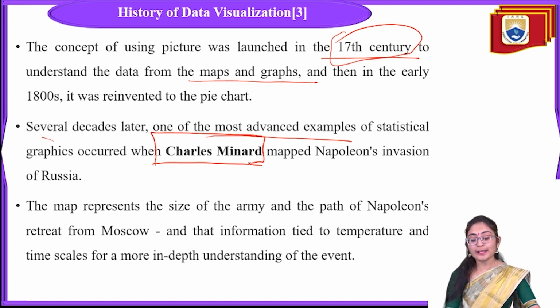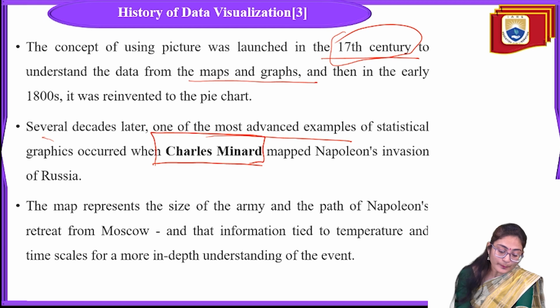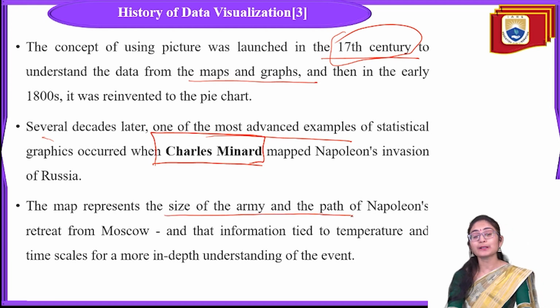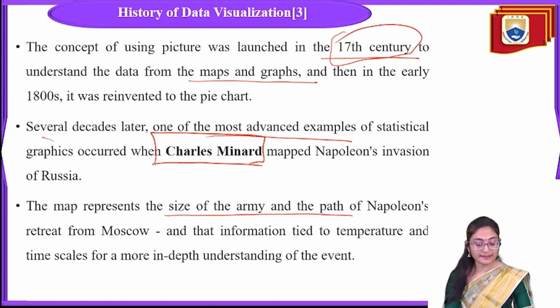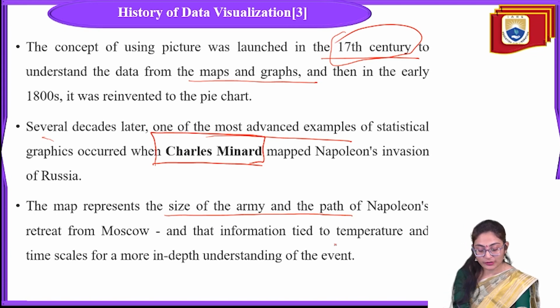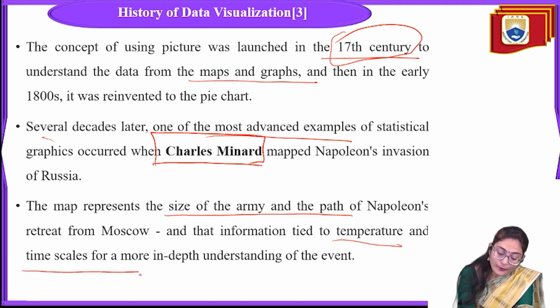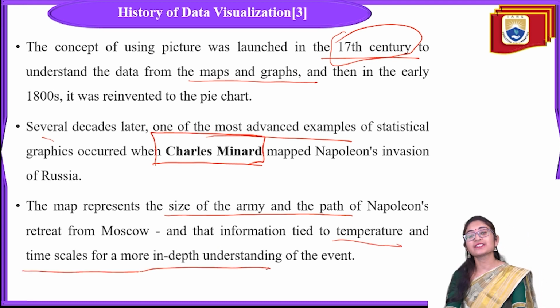And several decades later, one of the most advanced examples of statistical graphics occurred when Charles Minard mapped Napoleon's invasion of Russia. The map represents the size of the army and the path of Napoleon's retreat from Moscow, and the information is tied to temperature and time scales for a more in-depth understanding of the event.